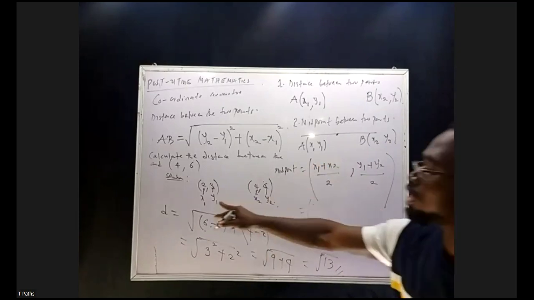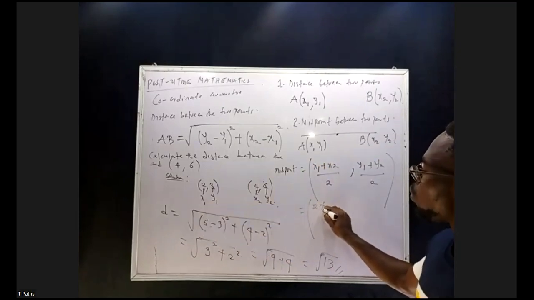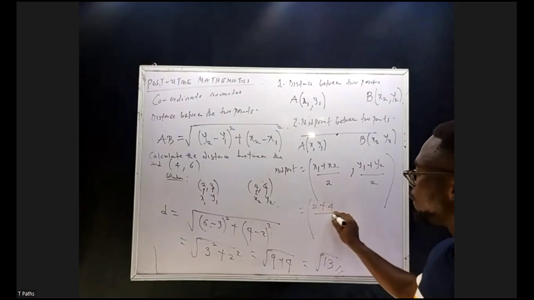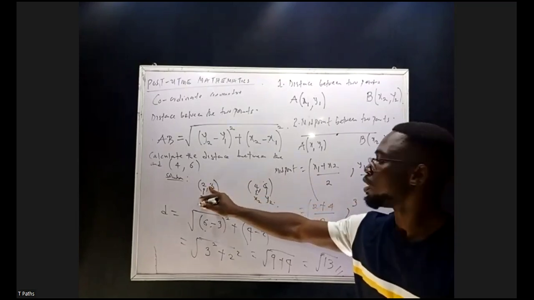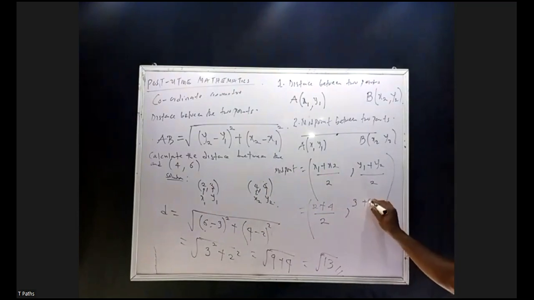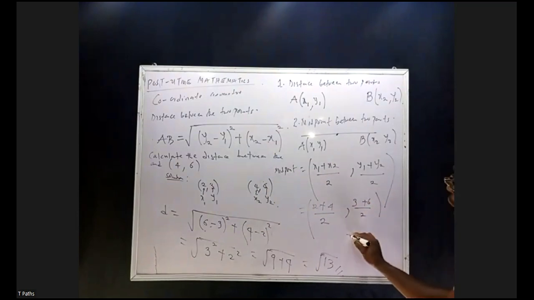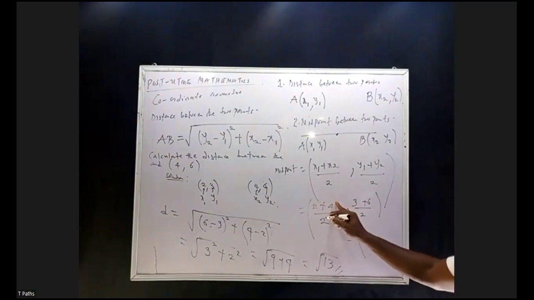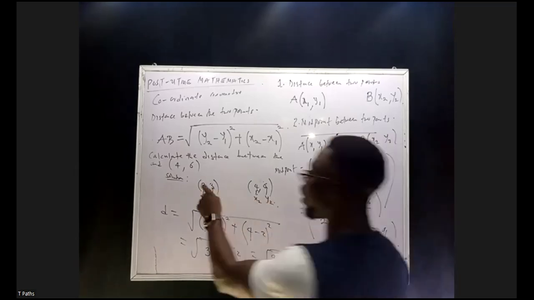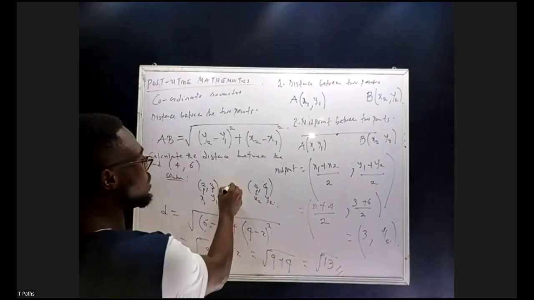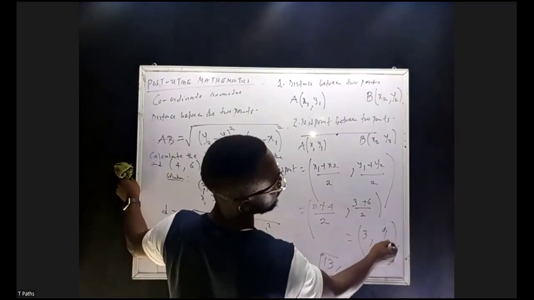The midpoint will now be x1 plus x2. What is my x1? 2. What is my x2? 4, divided by 2, comma, y1. What is my y1? 3, right? What is my y2? 6, divided by 2. So you now perform the mathematics. 2 plus 4, 6. 6 divided by 2, 3, comma, 3 plus 6, 9. 9 divided by 2, you can just say 9 over 2. That means that the midpoint of these 2 points, the middle, is 3, 9 over 2.